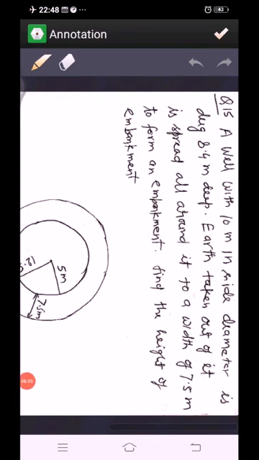Now let us take question number 15. A well with 10 meter inside diameter is dug 8.4 meter deep. Earth taken out of it is spread all around it to a width of 7.5 meter to form an embankment. Find the height of embankment.